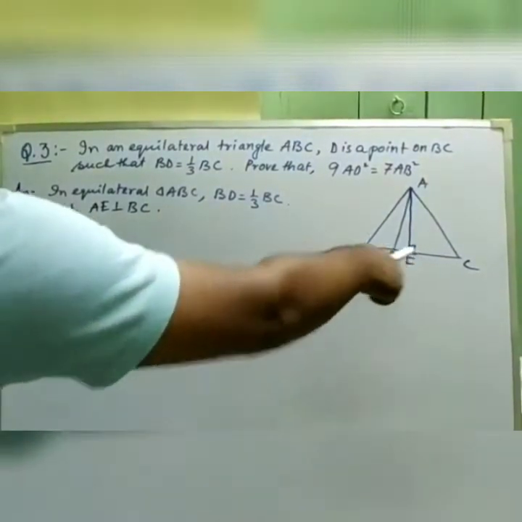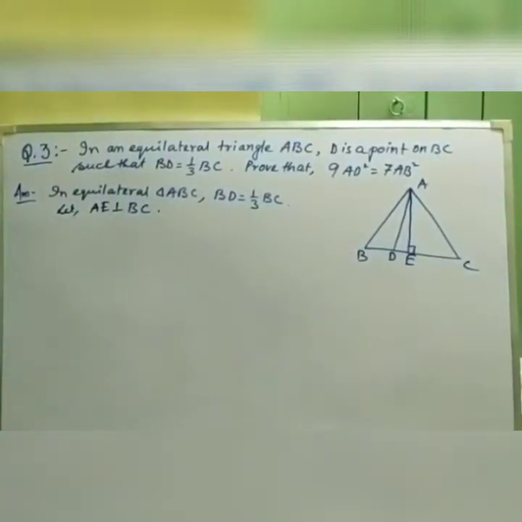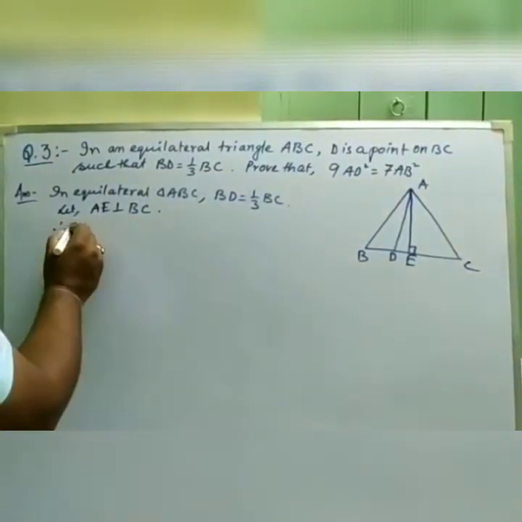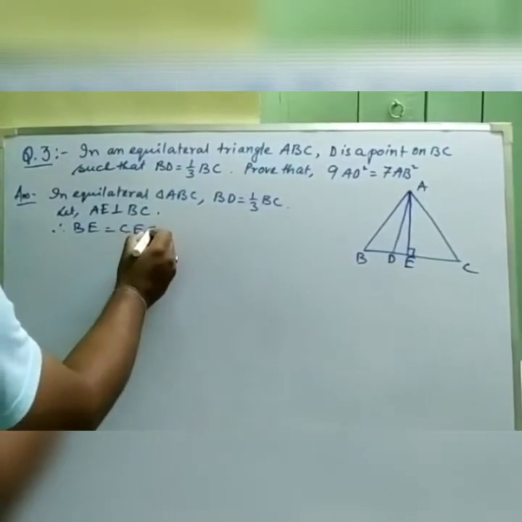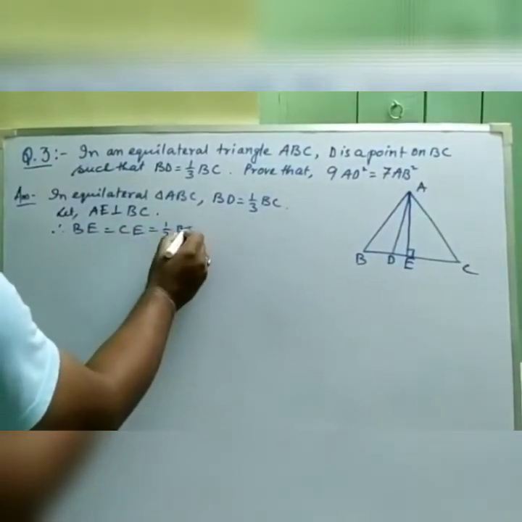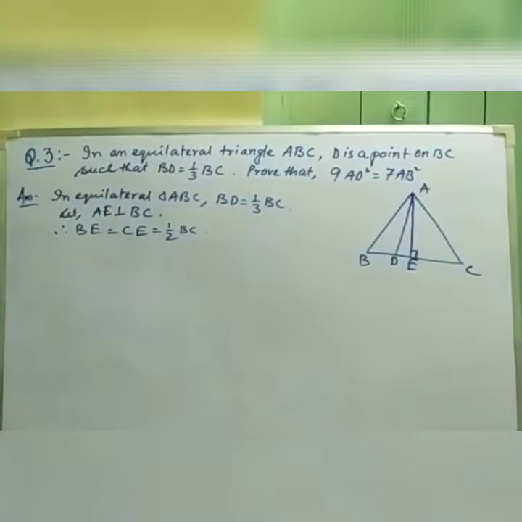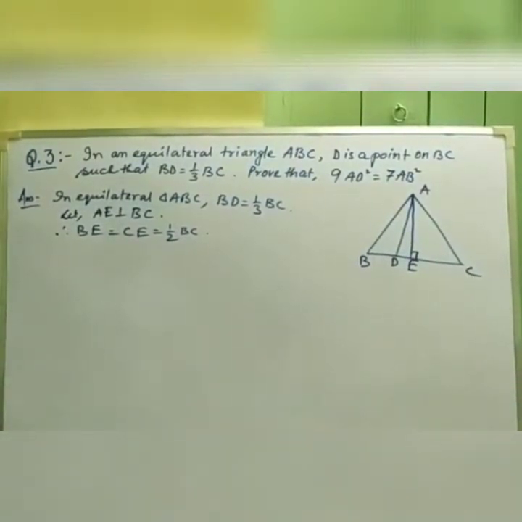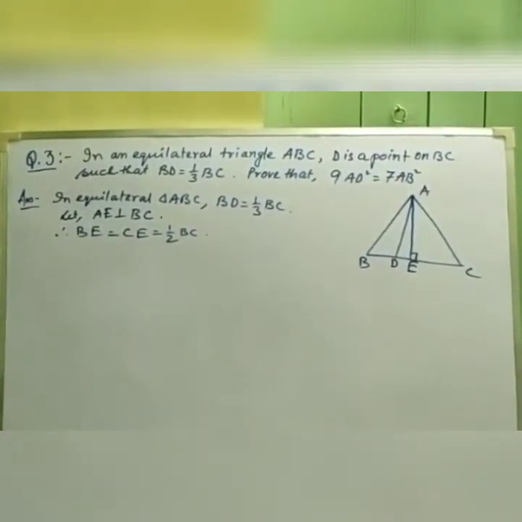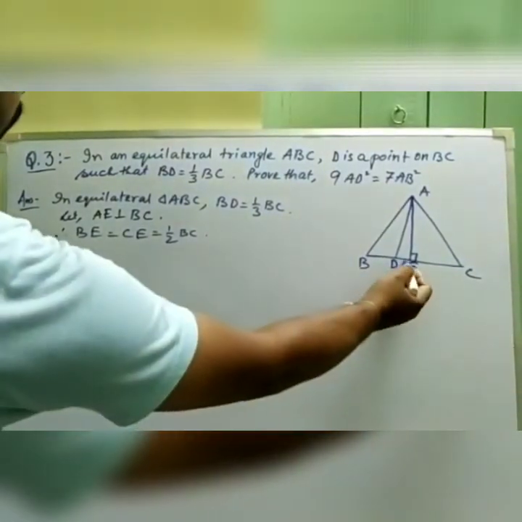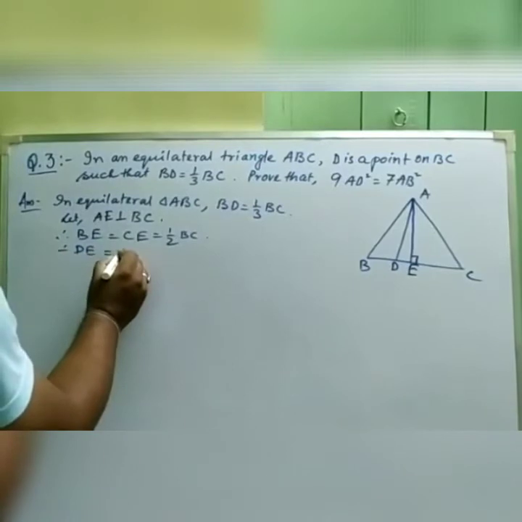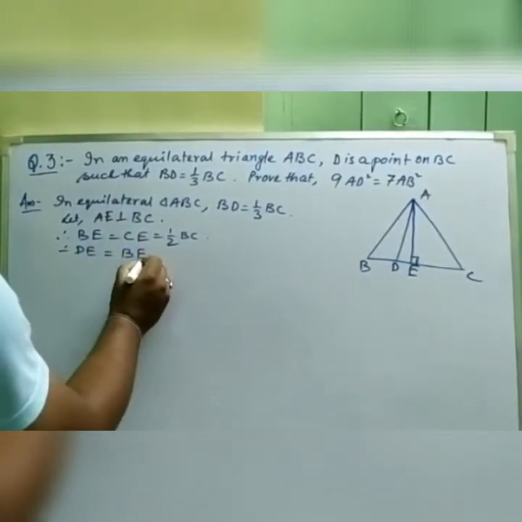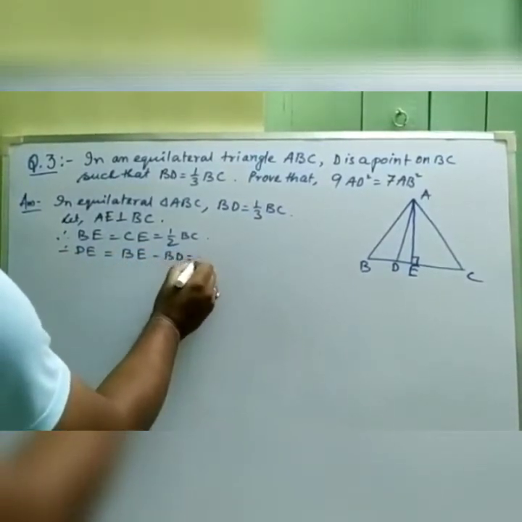So it will bisect the base, that is E will become the midpoint. So we have BE equals CE equals half of BC, because AE bisects the base BC. Okay, so now we need to find the value of DE. What will be DE? Therefore DE equals BE minus BD.